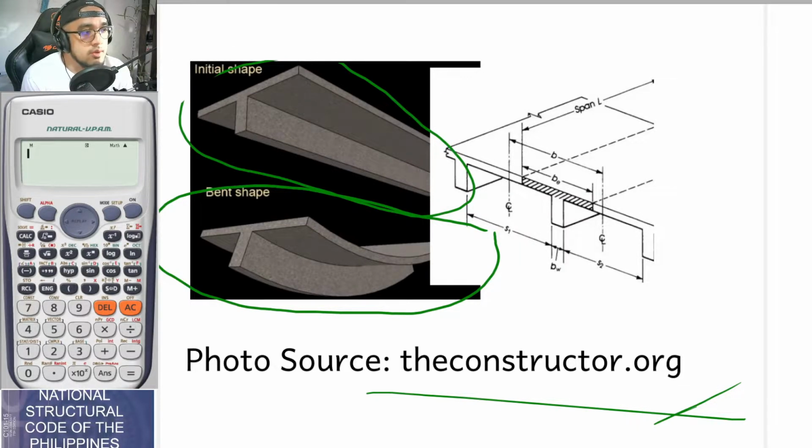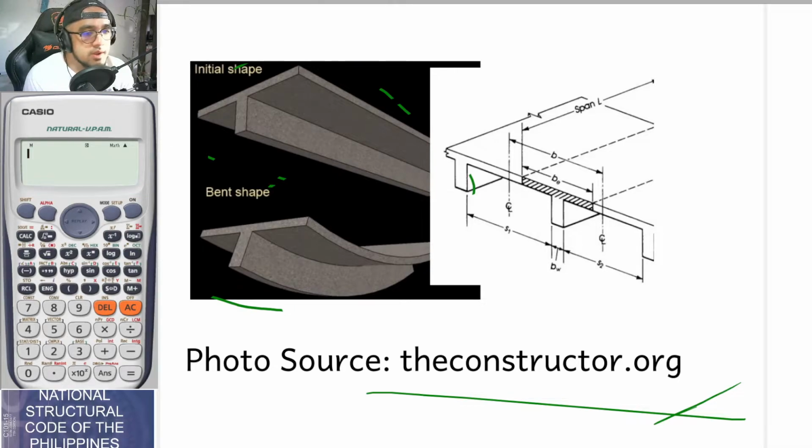And just like what we have been talking about earlier, by the way, I will just erase this. So for the parts, this is your base of the web, and you also have this base of the flange, so this is bf. And this is the thickness of the flange. So there. And you also have your span length, of course. So this is our span length.